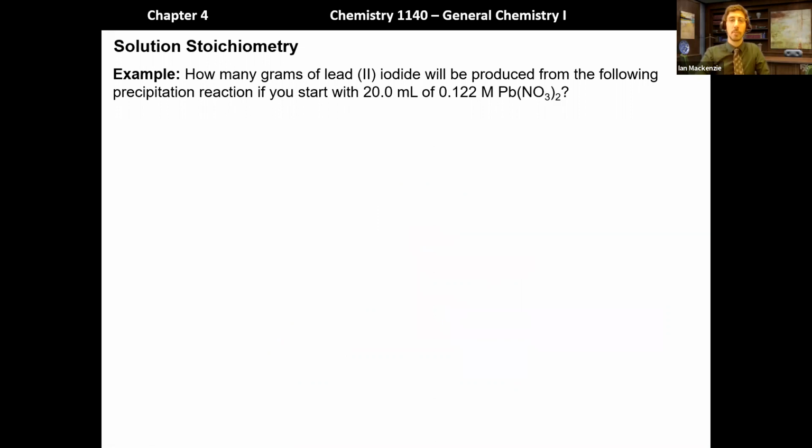So how many grams of lead iodide would be produced from the following precipitation reaction, shown here, if you start with 20 milliliters of 0.122 molar lead nitrate? All right, so what have we been given? We've been given a balanced chemical equation, and we're asked about how many grams of lead iodide, how many grams of this solid are you going to produce if you start with 20 milliliters of this concentration of lead nitrate.